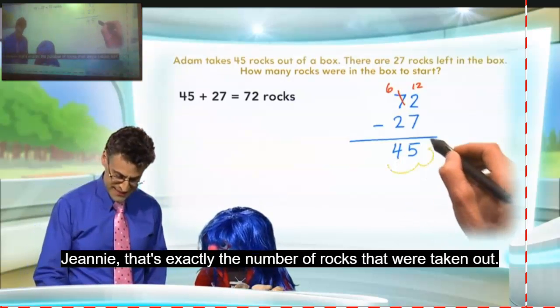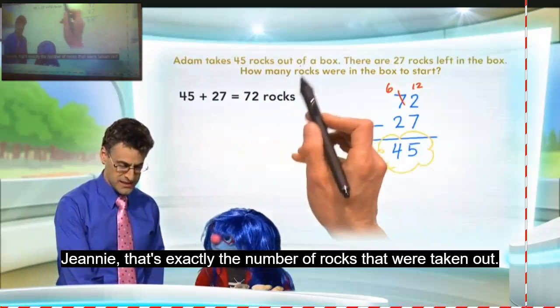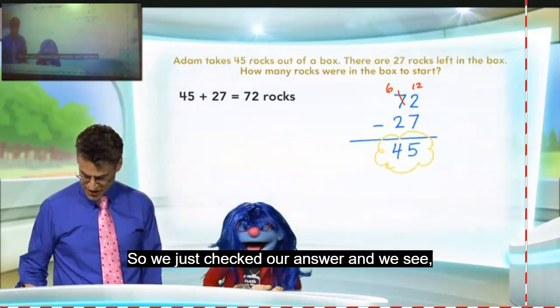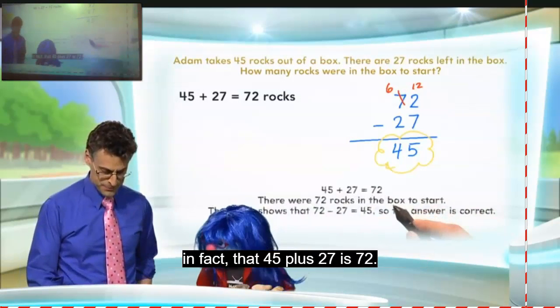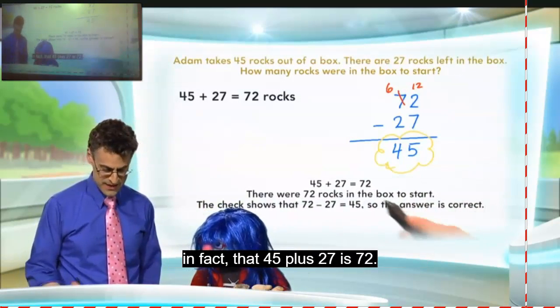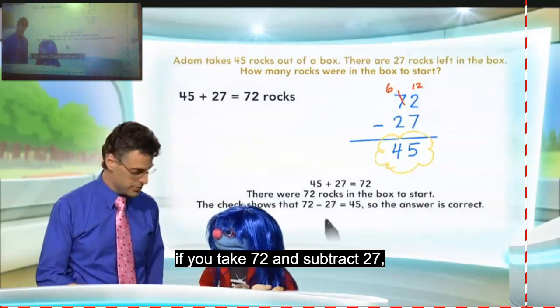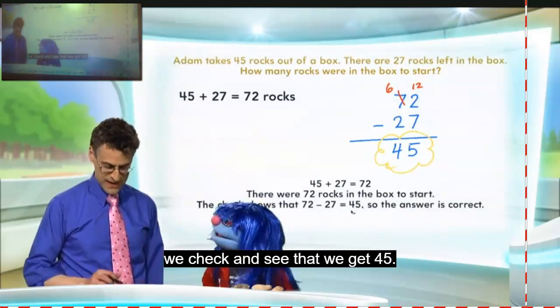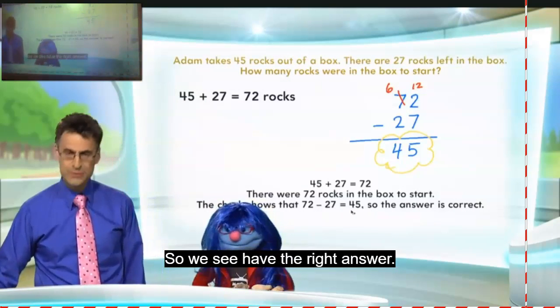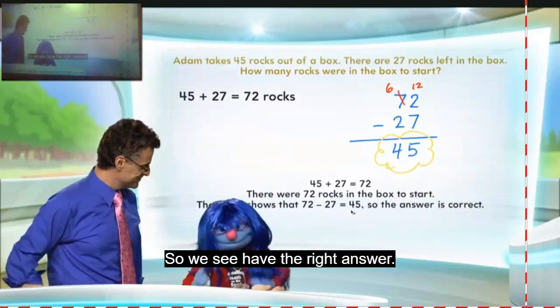And look, Jeannie, that's exactly the number of rocks that were taken out. So we just checked our answer, and we see, in fact, that 45 plus 27 is 72. So there's 72 rocks in the box. And if you take 72 and subtract 27, we check and see that we get 45. So we see we have the right answer.